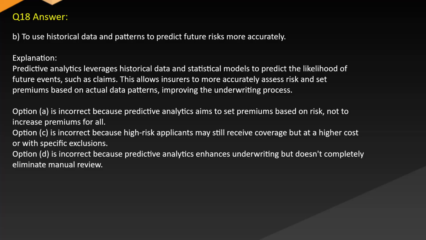Option A is incorrect because predictive analytics aims to set premiums based on risk, not to increase premiums for all. Option C is incorrect because high-risk applicants may still receive coverage but at a higher cost or with specific exclusions. Option D is incorrect because predictive analytics enhances underwriting but doesn't completely eliminate manual review.